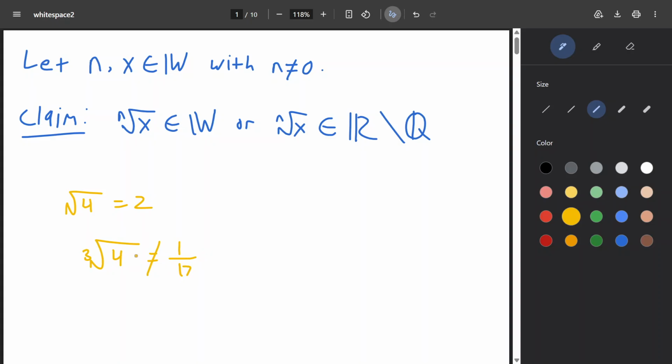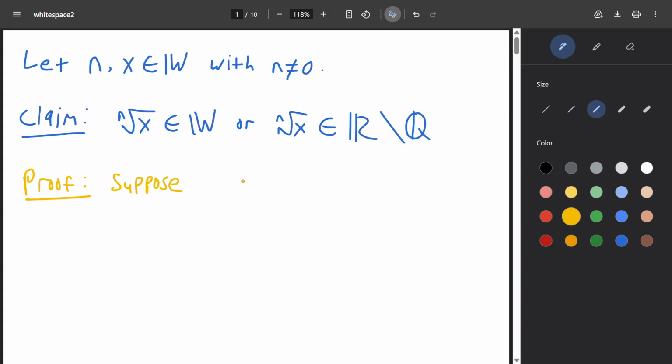I'm here to show you that if it's not a whole number, then it must be irrational necessarily, right? It even works for things like the fifth root of 17, that this necessarily is an irrational number and not a rational non-integer. So let's prove that now. Proof.